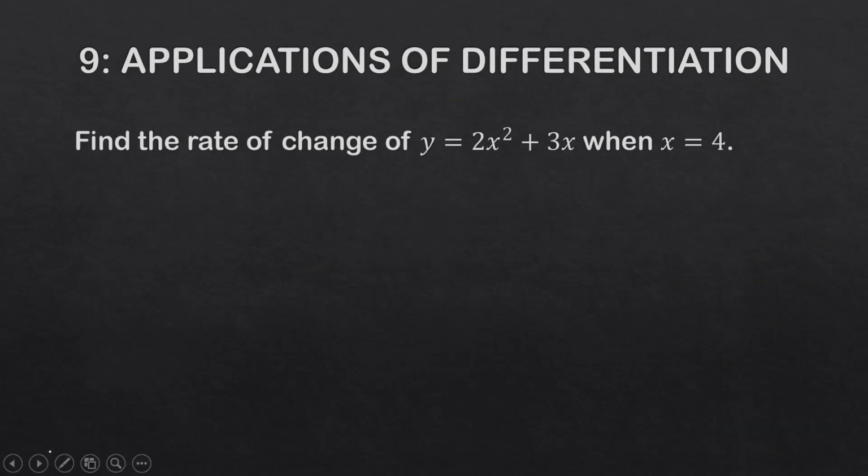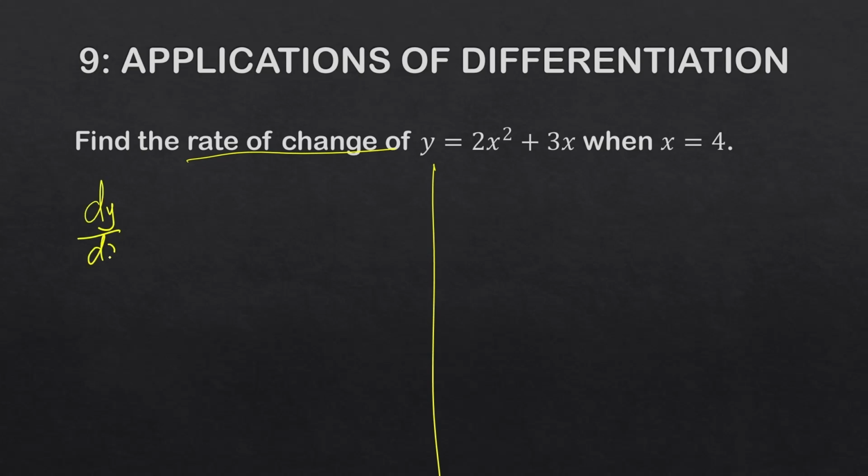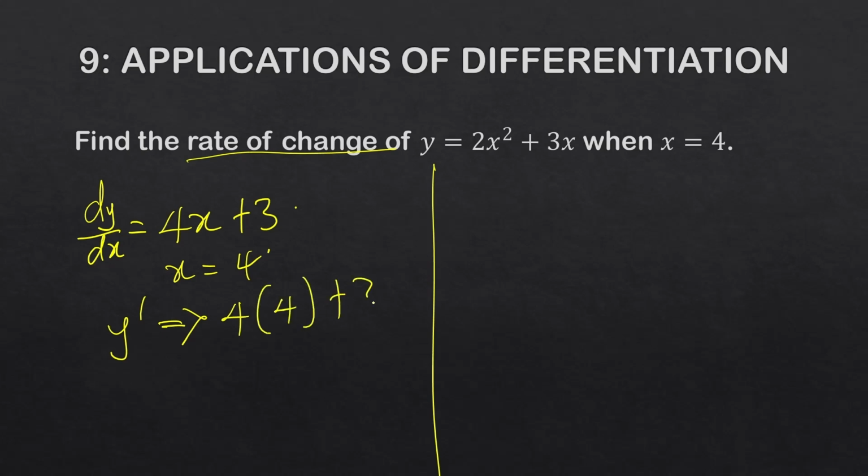Number 9. Find the rate of change of y equals 2x squared plus 3x at x equal to 4. Whenever you talk about rate of change, it is just differentiation because that is calculus. So dy/dx is going to be given as 4x plus 3. Then at x equal to 4, y prime is going to be 4 bracket 4 plus 3, which is 16 plus 3, which is 19.